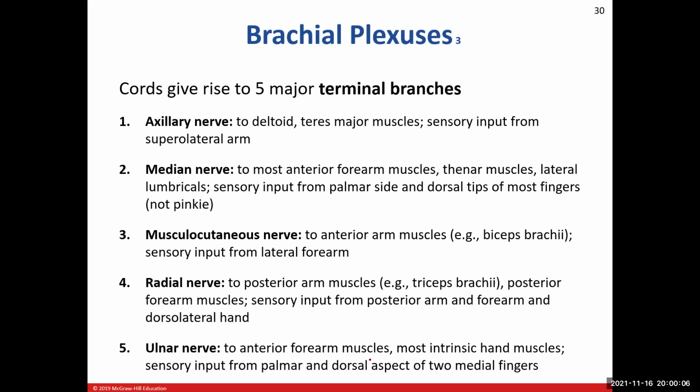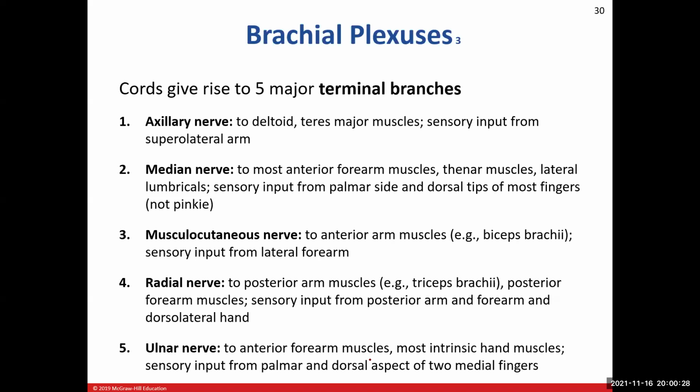We have our axillary nerve, our median nerve, the musculocutaneous nerve, the radial nerve, and the ulnar nerve. These are important because they are going to innervate certain segments of your skin, right? We call those pure patches. And then they'll also innervate specific muscles or muscle groups. So let's start off with the axillary nerve.